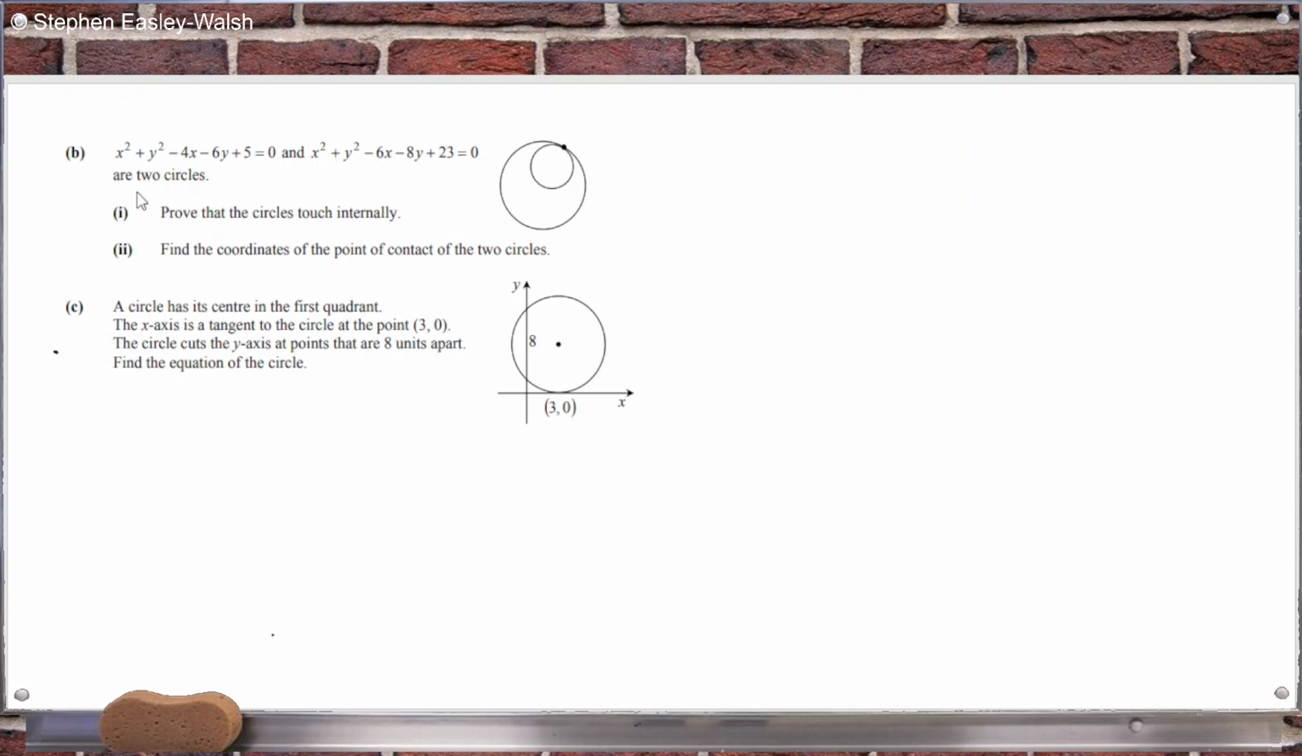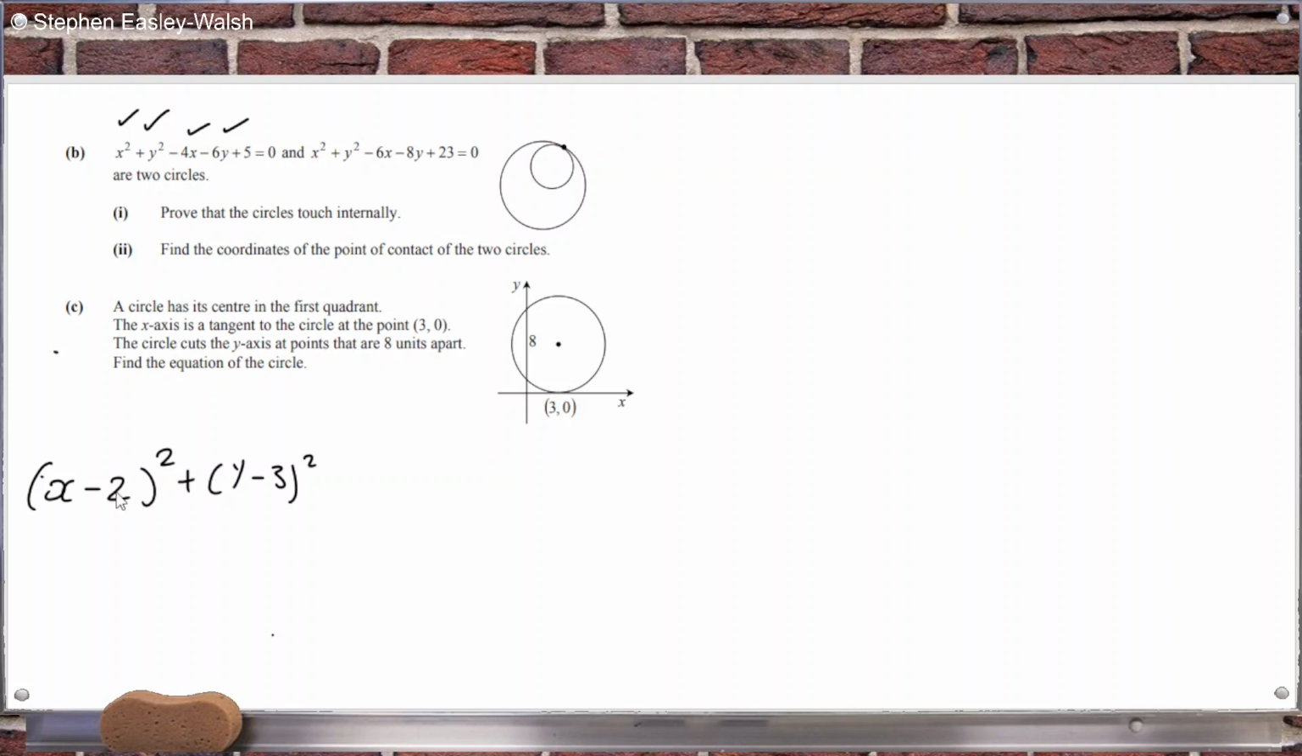Okay, the first thing I'm going to do is just get the center and the radius for those two circles. So the first one would be x minus 2 squared, it's x squared minus 4x, plus y minus 3 squared, that's y squared minus 6y. That's a plus 13, but I need only a plus 5.